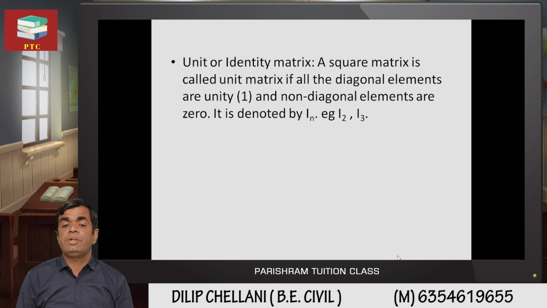It is generally denoted by I n, meaning I2 or I3. I2 means it is 2 by 2 order, I3 would be 3 by 3 order.